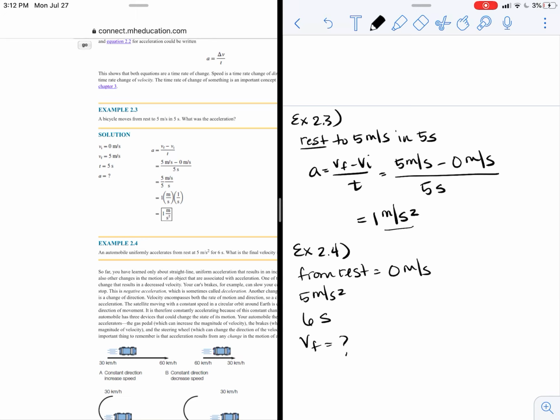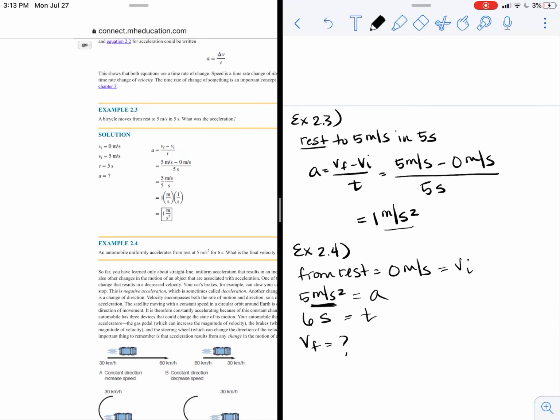So let's see what we've got here. It says that it started from rest, so what does that 0 meters per second mean? Well, it means initial velocity. And I just told you, what does meters per second squared mean? It means acceleration. Okay, so whenever you see meters per second squared, that's an acceleration unit. And then of course seconds is just a unit for time.